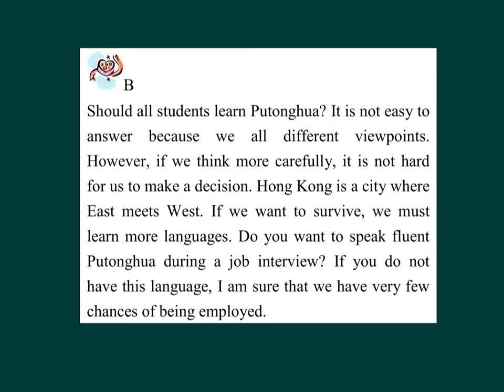B. Should all students learn 普通话? It is not easy to answer because we all have different viewpoints. However, if we think more carefully, it is not hard for us to make a decision. Hong Kong is a city where East meets West. If we want to survive, we must learn more languages. Do you want to speak fluent 普通话 during a job interview? If you do not have this language, I'm sure that we have very few chances of being employed.